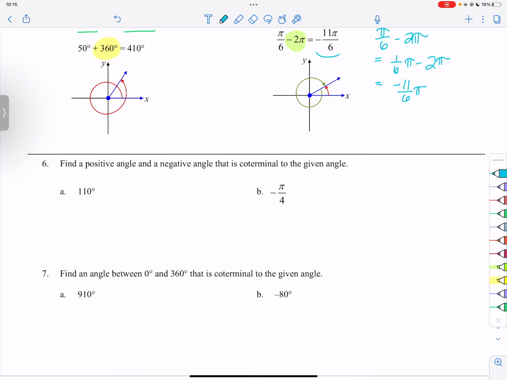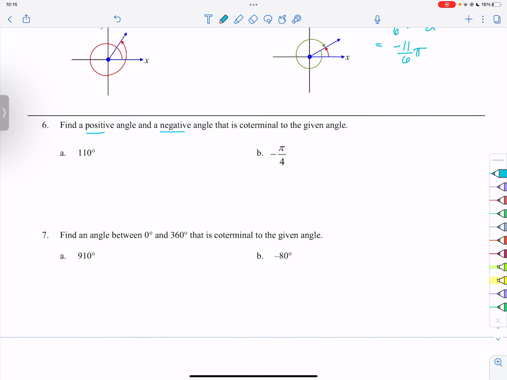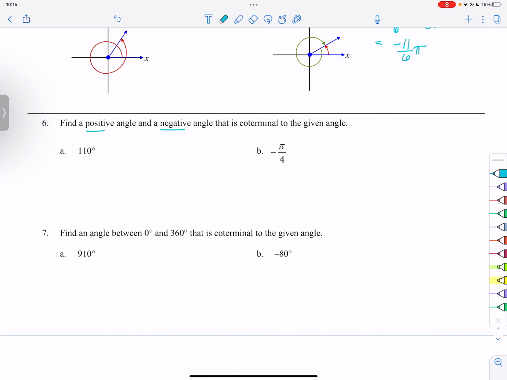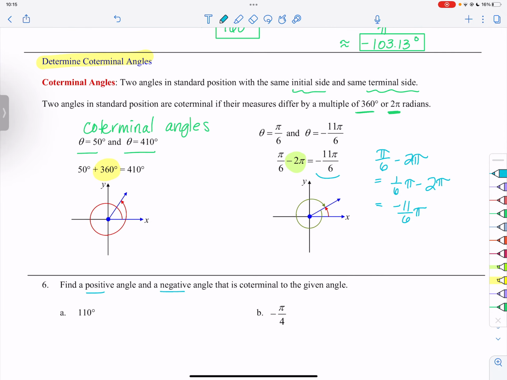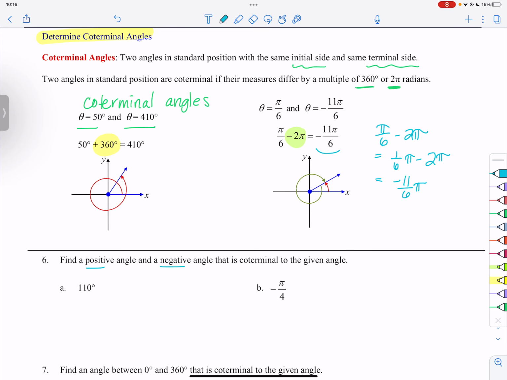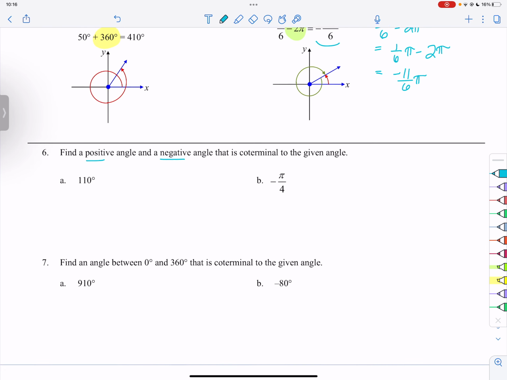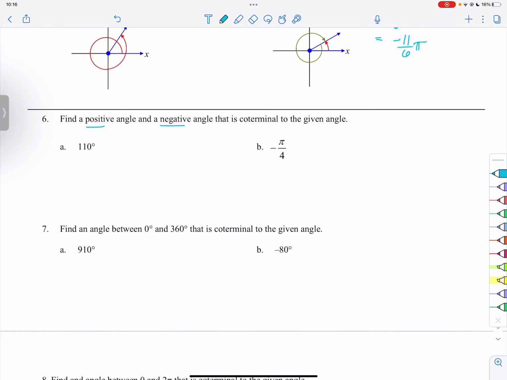We're going to be looking for a positive angle and a negative angle that is coterminal to the given angle. So we're looking for a coterminal angle, okay? Coterminal angles are the angles that differ by multiples of 360 degrees or 2 pi radians. So how are we going to do that?